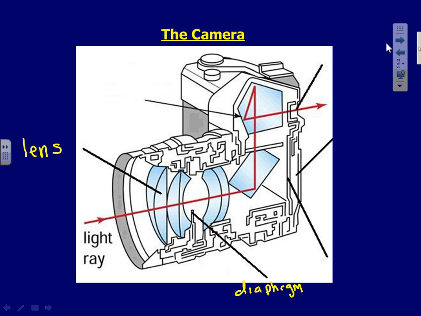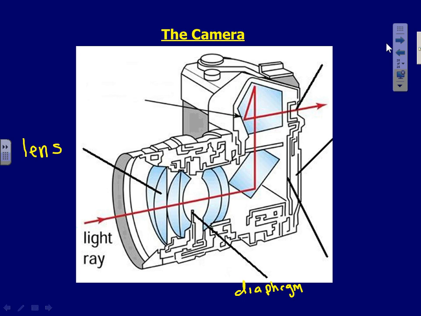What does the diaphragm behave as in our eye? What's the diaphragm the same as? It opens and closes. It's not the pupil, because the pupil's the hole. It's the other part. What is that part that opens and closes and controls the hole? It's the iris. It's the same as the iris.